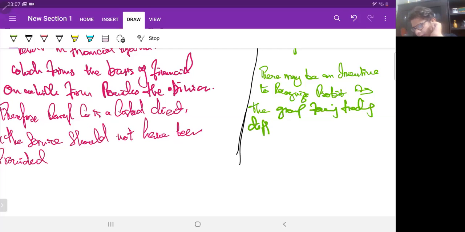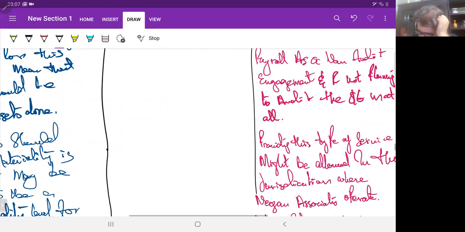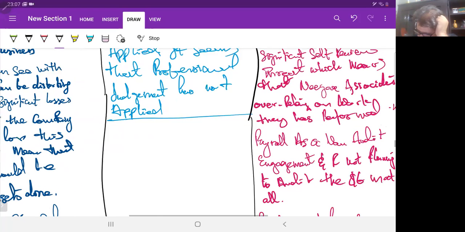That's it for this part of the question. I hope you get it till here. That's how you should have drafted the answers for this part of the question. I hope you get it.